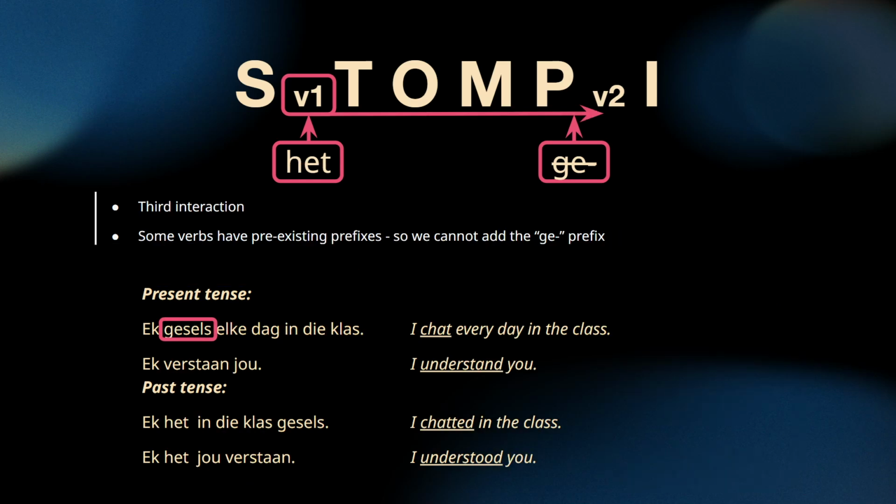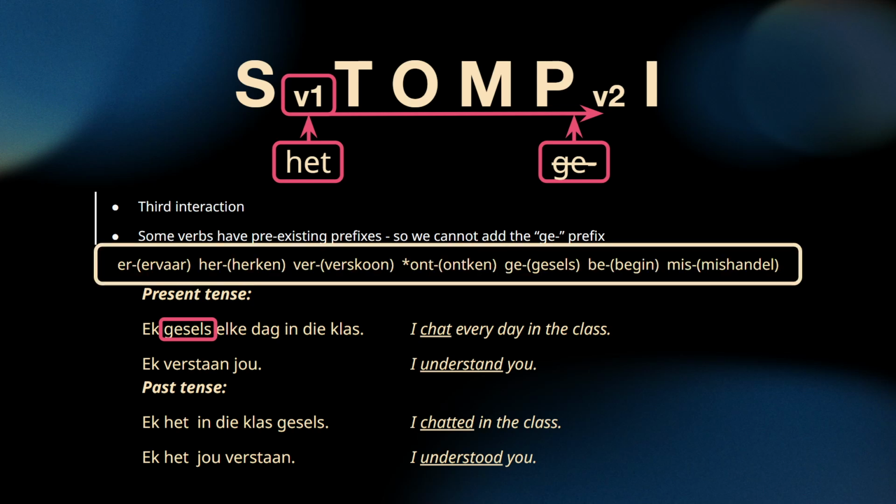The third interaction. Some verbs have pre-existing prefixes, so we're not going to add a second prefix ge to that word. A summary of these prefixes: er as in ervaar, experience, her as in herken, to recognize, ver as in verskoon, to excuse, ont as in ontken, to deny something, ge as in gesels, chat. Be for begin, as in begin. Mis for mishandle, as in mistreat.